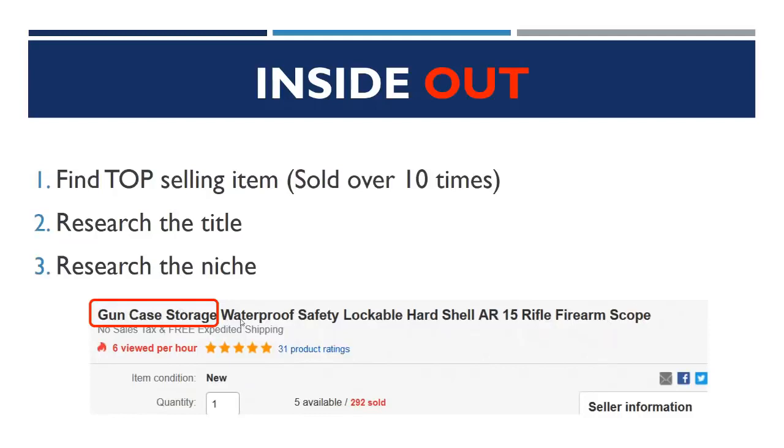And after we research the title, we want to research the niche. To research the niche, you need to find out what the keywords are that define the niche. Here it's very easy, very simple. The keywords in this title, for example: gun case storage, waterproof, safety, lockable, hard shell, AR-15, refill frame scope. We understand that the niche is gun case storage. So we copy gun case storage, and then we go again to the product research in Zik Analytics, and we search for these keywords.